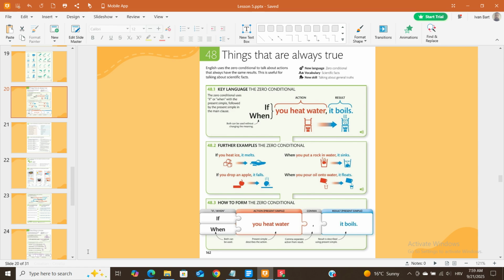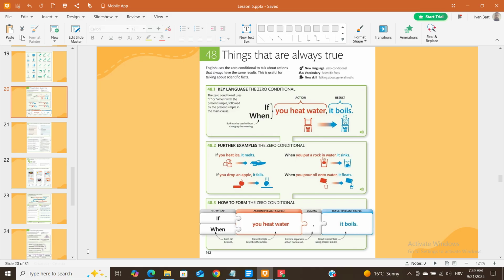New language: zero conditional. Vocabulary: scientific facts. New skill: talking about general truths. Action: present simple, followed by the present simple in the main clause for the result. Both if and when can be used without changing the meaning. Heat water, it boils.